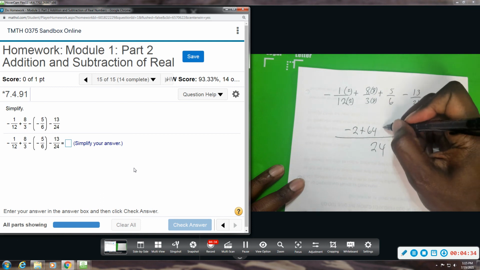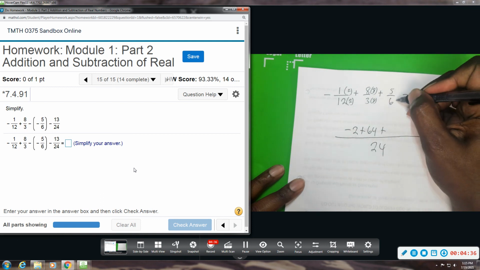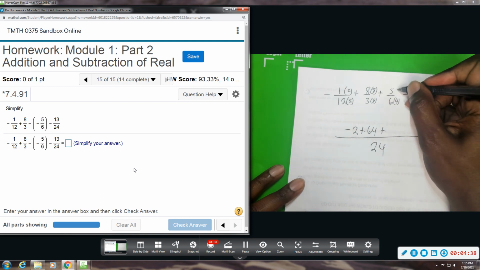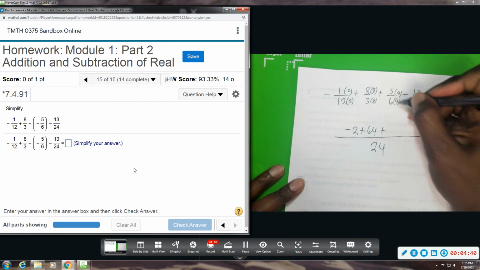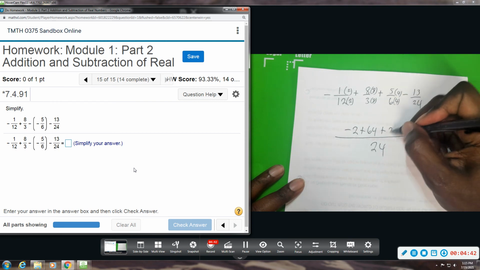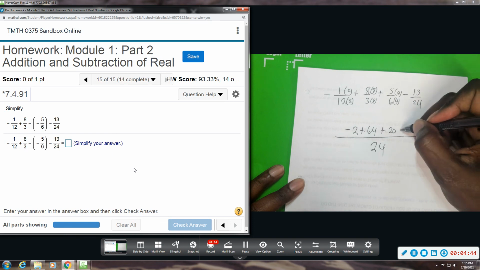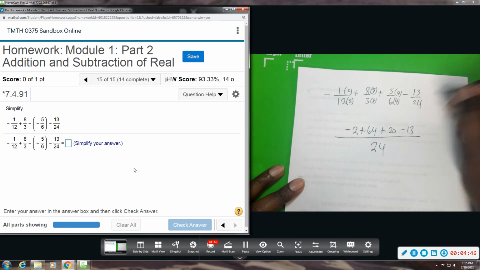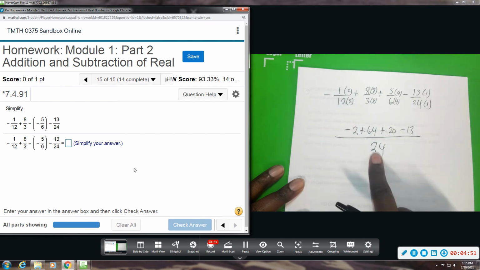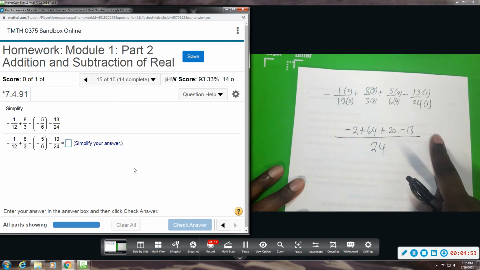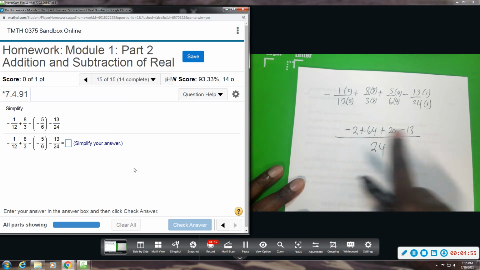And then bring down plus 6 times 4. So 4 on top and bottom will give you 24. 5 times 4 will give us 20. And then minus 13. We don't have to change this one, or you can write times 1. I'm going to multiply everything by something, but the bottom is 24. This is my numerator. We're going to subtract and add all the way across.